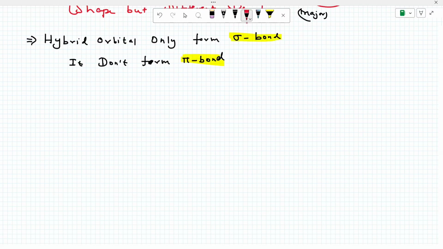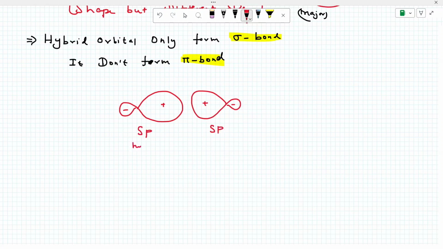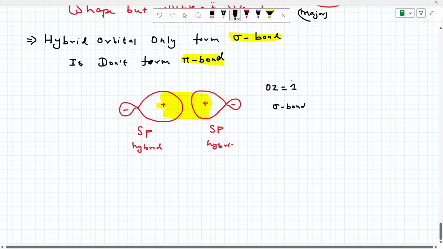Sideways overlap. See, இது வந்து இது sp hybrid orbital. இது sp, இது plus, இது minus. Yes or no? இது one more sp hybrid orbital. இது plus, இது minus. அப்ப this also sp and this also sp. Yes or no? This sp hybrid. This also what? sp hybrid. Now see, now both are same wave function. They undergo head-on overlapping. Overlapping zone 1. Yes or no? OZ 1. Therefore என்ன bond? Sigma bond. Therefore the hybrid orbitals can form sigma bond.